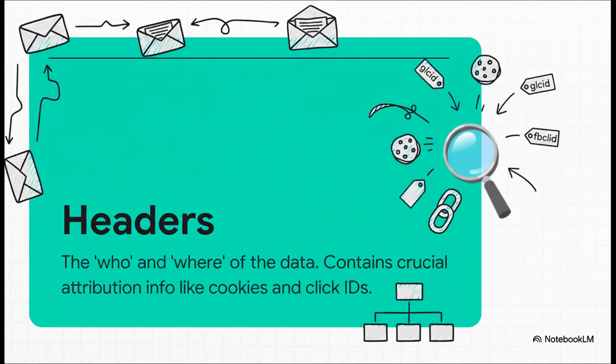Now, every one of these digital envelopes has 2 really important parts. The first part is the headers. Think of this as the address label on the envelope. It says who it's from and where it's going. This is where you find the supercritical attribution stuff, like ad click IDs. And if that little piece of code isn't on the address label, poof, your ad platform never knows which click to give credit to. Your attribution is just broken.